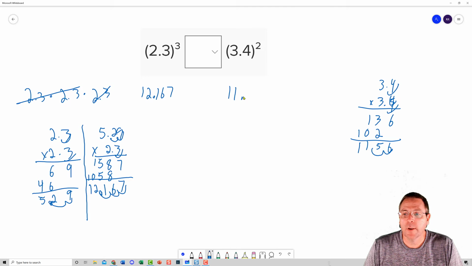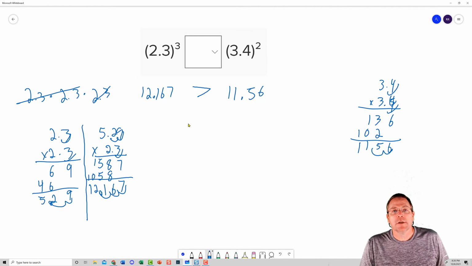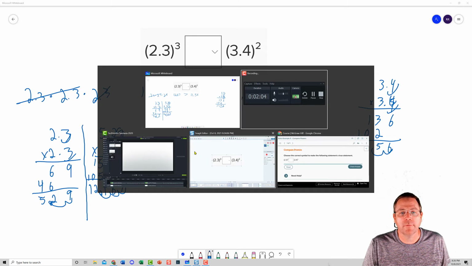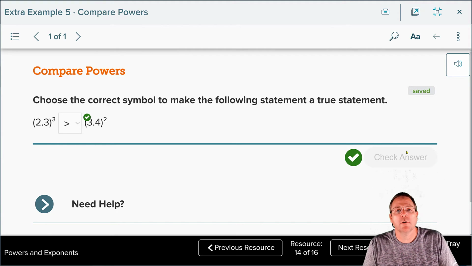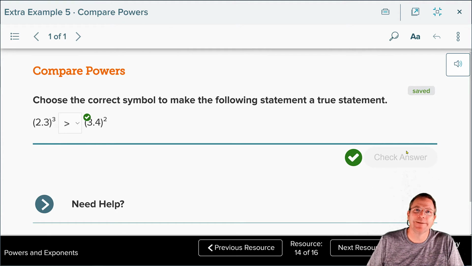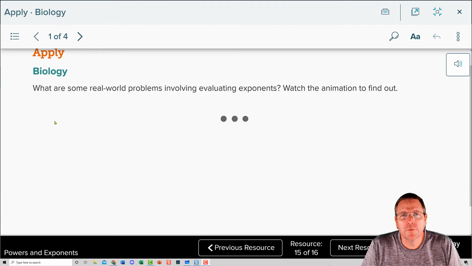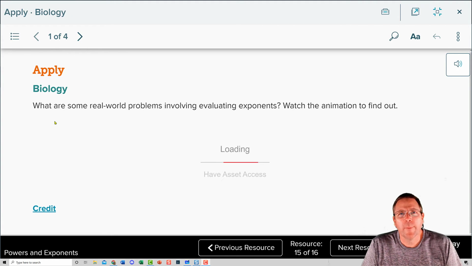So this number is going to be 11 and 5600, which means the alligator is going to eat the number on the left hand side. So we're going to come back to this problem here. Let the alligator eat the number on the left hand side. Check our answer. Answer checks. Easy math.